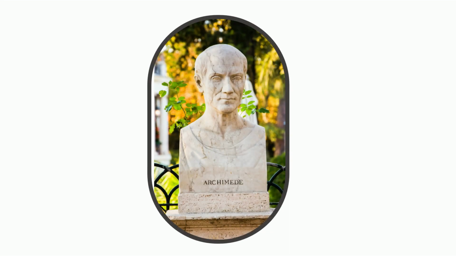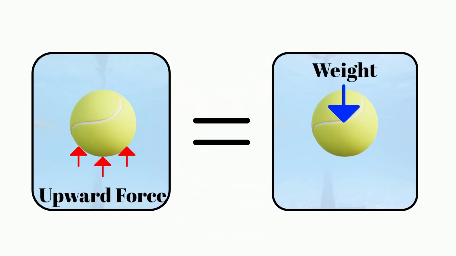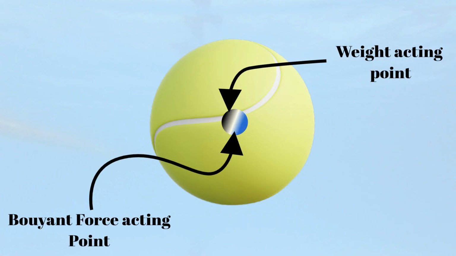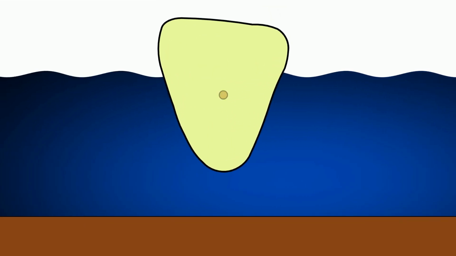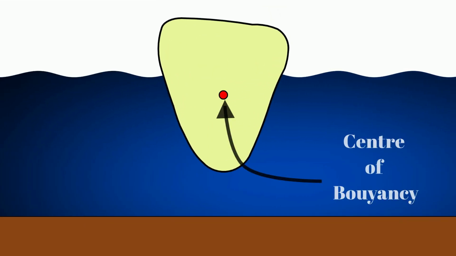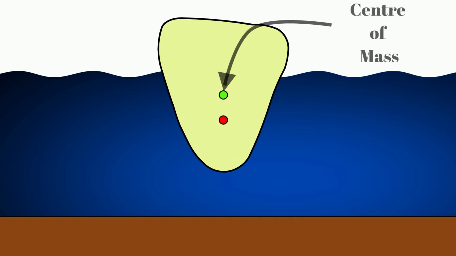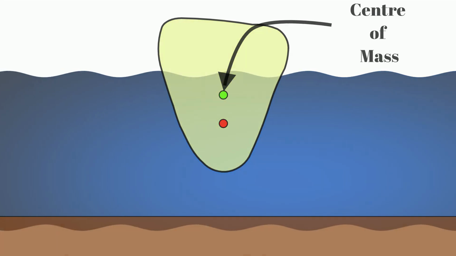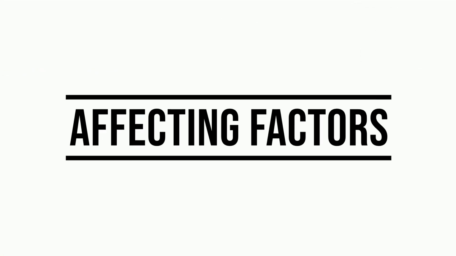According to this principle, the buoyant force acting on an object is equal to the weight of the fluid displaced by that object. The buoyant force is supposed to act from a point, just as weight does. The center of buoyancy is the point within the submerged portion of the object where the buoyant force acts vertically upward. This point is typically not the same as the center of mass of the object, especially if the object has an irregular shape. Now, let's explore the factors that affect buoyancy.